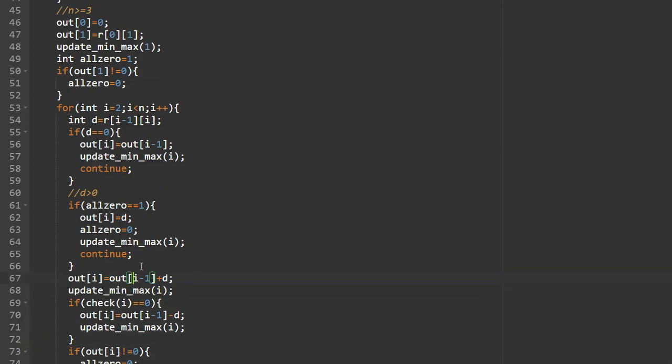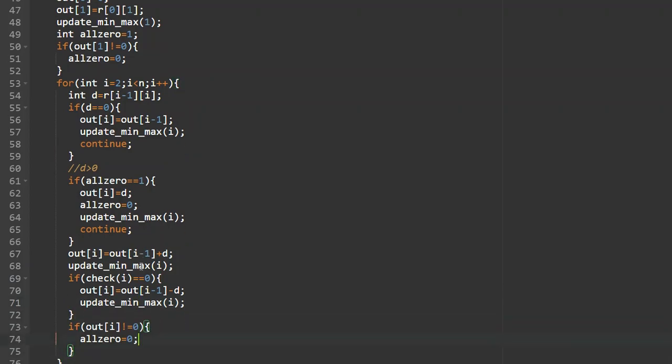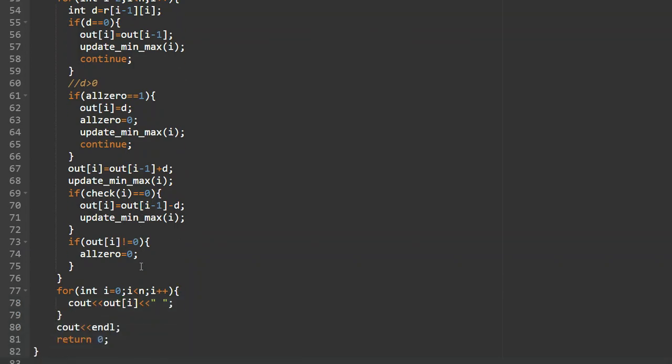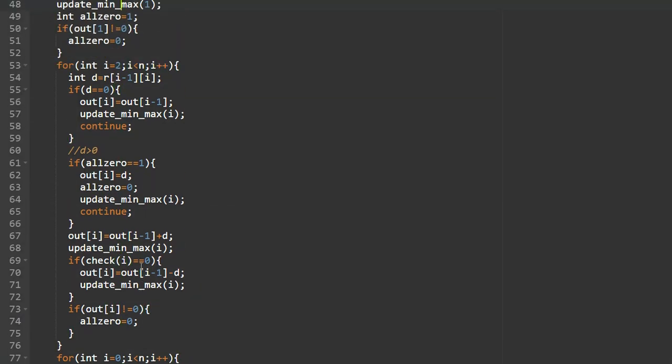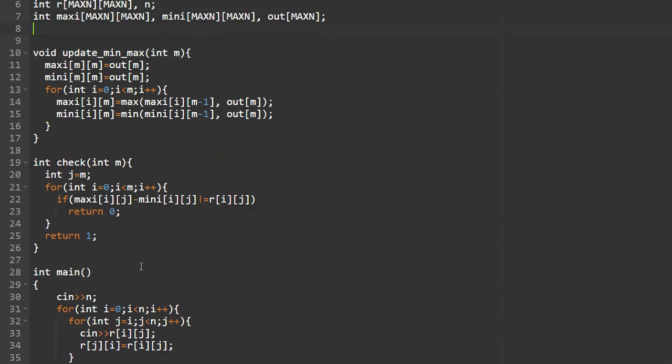Then for the next case, I said consider it is plus d, then update minimum and maximum and check this. If it was 0, then consider minus d. If plus d doesn't work, minus d works because the problem says it is guaranteed that there is a good sequence, then update minimum and maximum. And if, for example, an element is not 0, then all 0 will be 0. Then cout output. Okay, and here it is the update min max function, and this one is the check function.